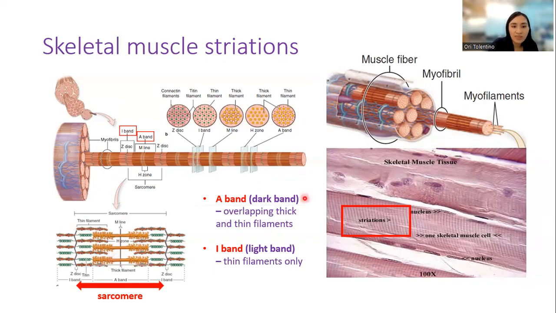The dark staining A band is where the thick and thin filaments overlap, and the light staining I bands are made up of thin filaments only. So this is your A band, where actin and myosin overlap. This is your I band, where there is only the thin actin filament, so it's not dark. As you can see right here, it's seen as striations in light microscopy. There are dark staining A bands and light staining I bands, dark, light, dark, light. These are called striations, and the muscle is called striated muscle.